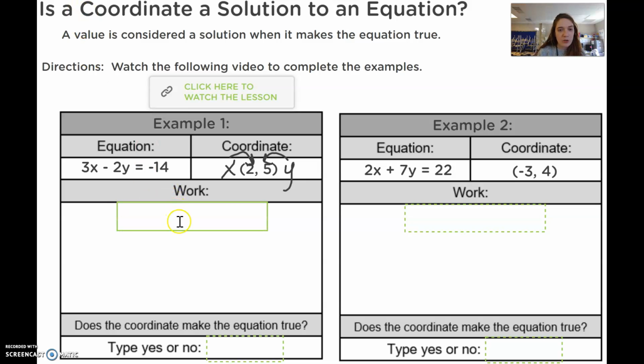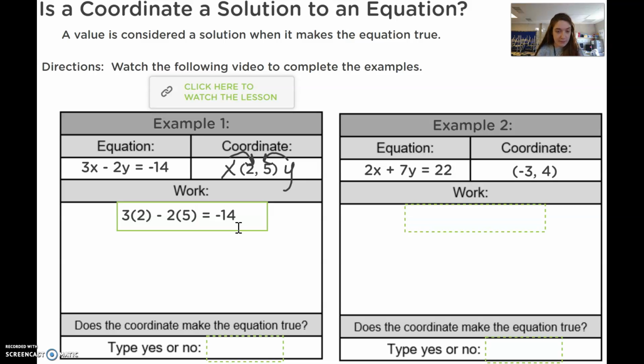For every problem I've given you this green box, I'd like for you to type this first step in the green box so it's the same place for everyone. Then after that you can show your work however you'd like. In that first box, I'm looking for the original equation, but instead of x, I'm going to look at my coordinate and see my x value is 2, since it's the first number of our coordinate. And then instead of y, I'm going to put 5, because that's the second value in our coordinate.